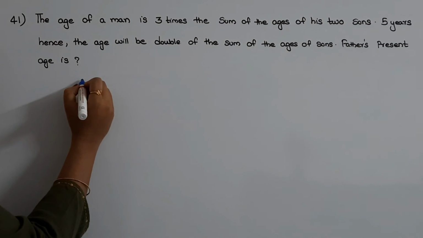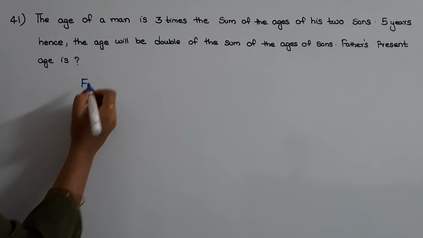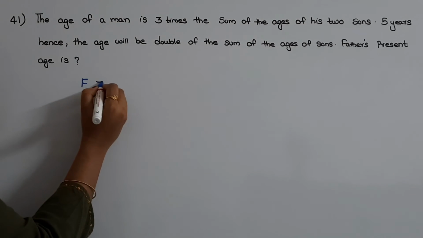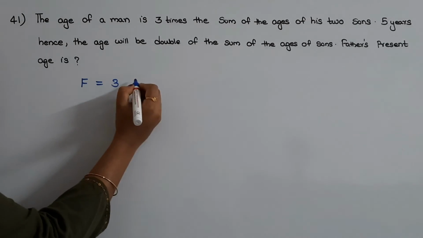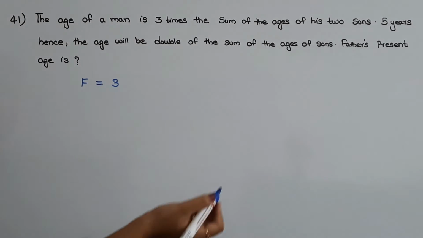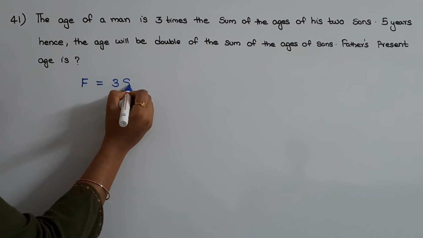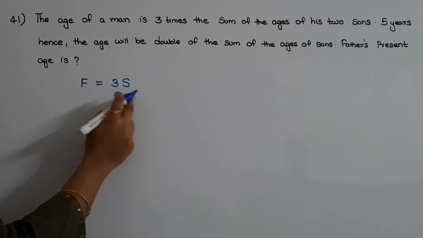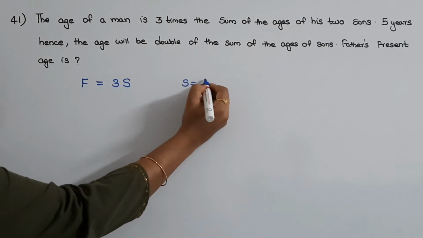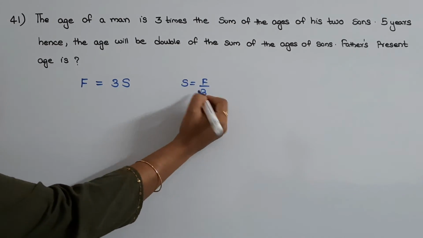Which means if present age of father is considered as f, then father's present age is 3 times the sum of the ages of his 2 sons. So let us consider the sum of the ages of 2 sons as s. So from this s value will be equal to f by 3.